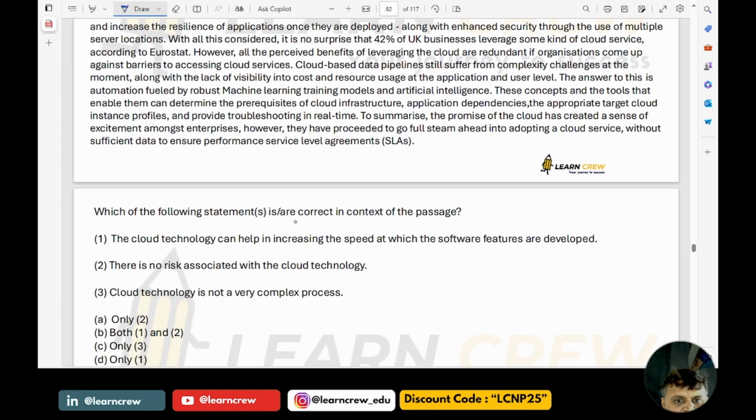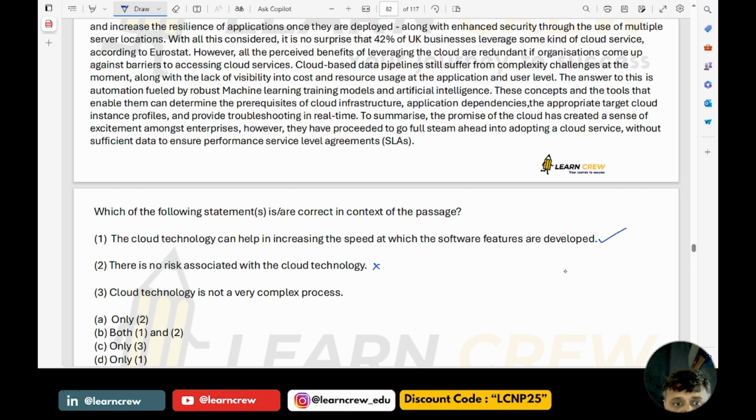Which of the following statements is correct? In the context of the passage, the cloud technology can help in increasing the speed at which the software features are developed. There is no risk associated with the cloud technology. So the 74th one, there is no risk, is wrong. It said there is risk. Cloud technology is not a very complex process. It is very well said that the cloud offers great promise for developers to use multiple server locations. So for 74, only the first one is correct.